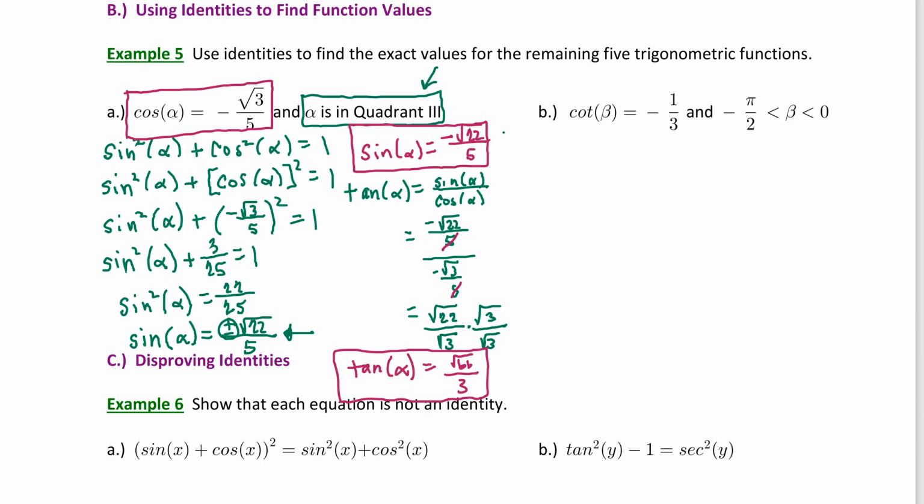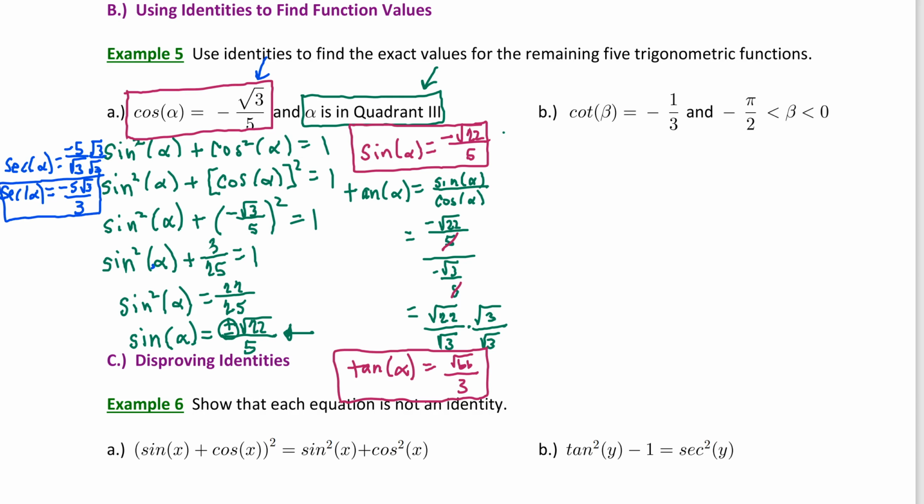I'm going to work over here to the left to preserve the space on the right for example B. So if we know that cosine of alpha is equal to negative square root of 3 over 5, secant of alpha is the reciprocal of cosine. So I can rewrite this as negative 5 over the square root of 3. Again, I'm just reciprocating this value. When we rationalize by multiplying by square root of 3 over square root of 3, we obtain the value secant of alpha equals negative 5 square root of 3 over 3.